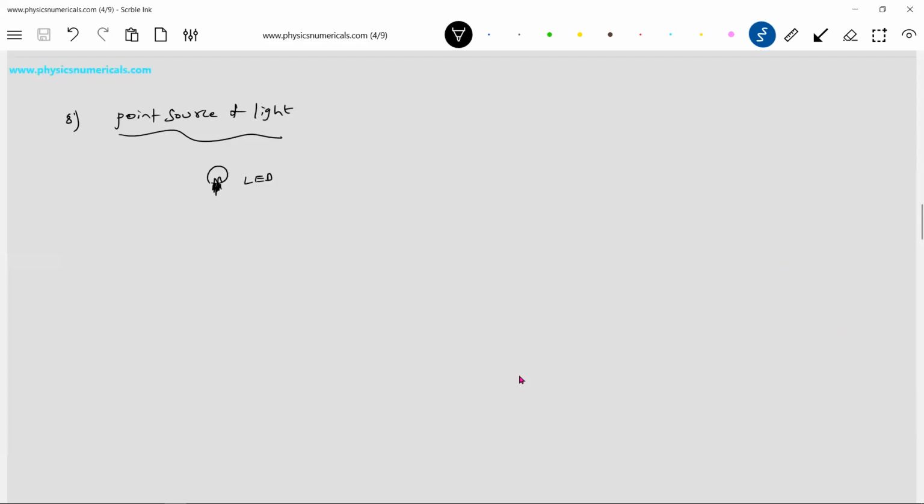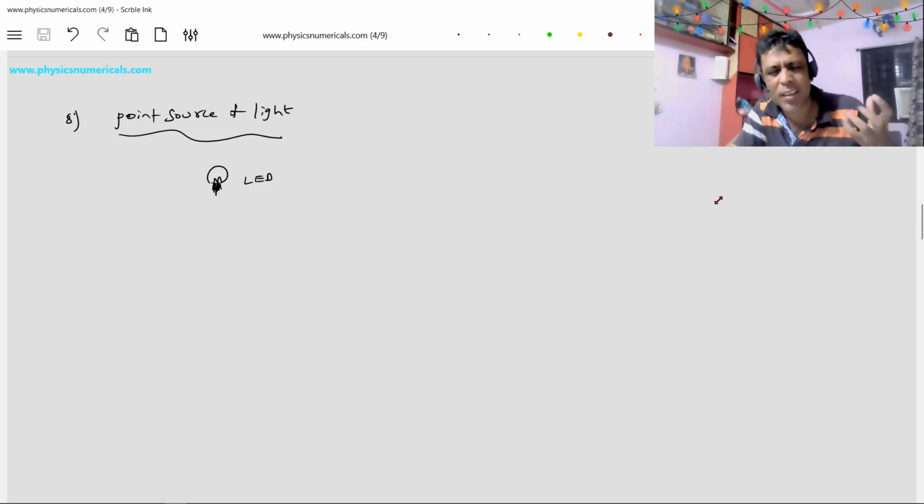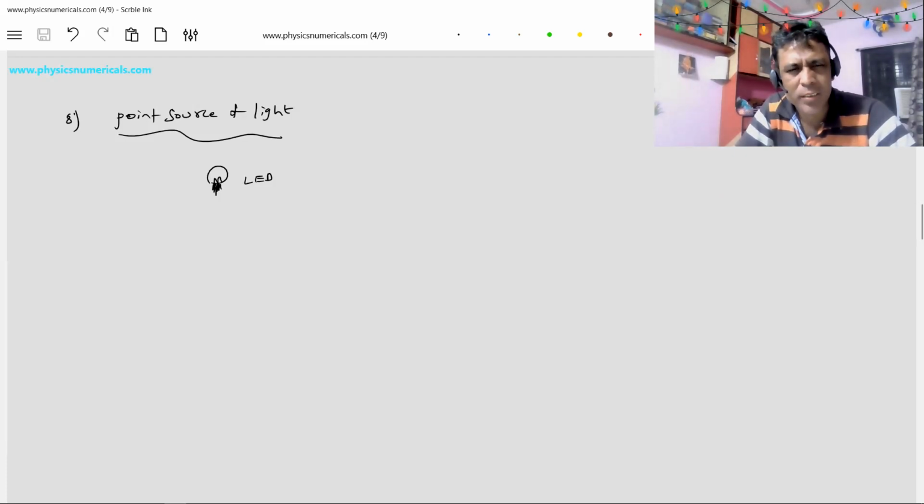What do you mean by that? You can see on my screen these dots. Nowadays for decorations we use these LED bulbs. That LED is an approximate point source. Not exactly a point. A point source is an idealized one, meaning it should not have any volume. So this LED is one good example of an approximated point source.